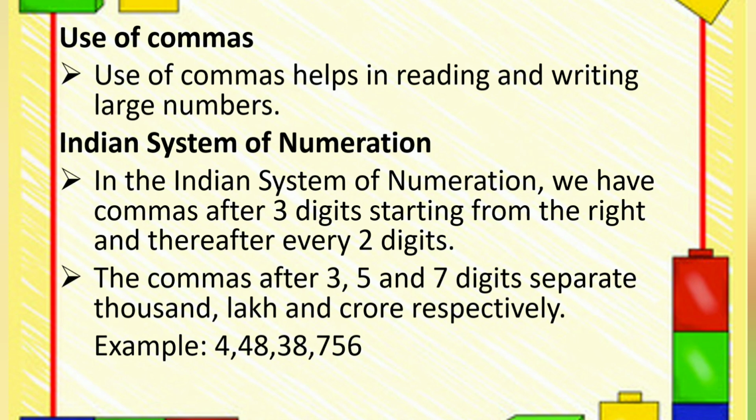44838756. The first comma comes after hundreds place, that is 3 digits from the right. The second comma comes 2 digits later, 5 digits from the right. And the third comma comes after another 2 digits. So the number is 4,48,38,756.